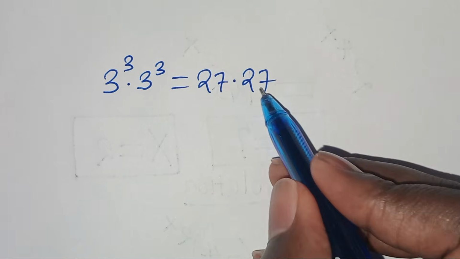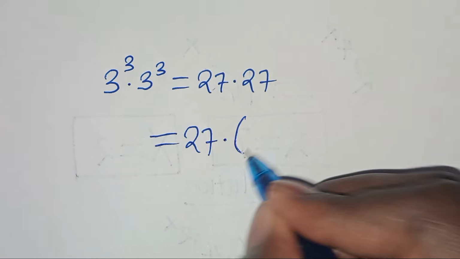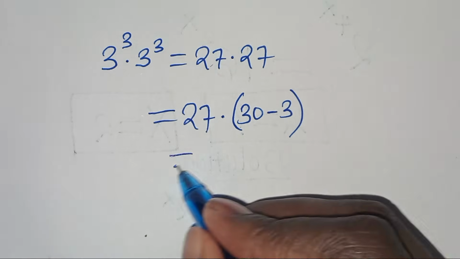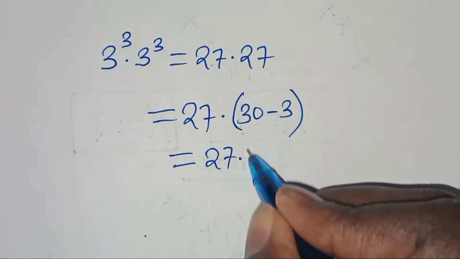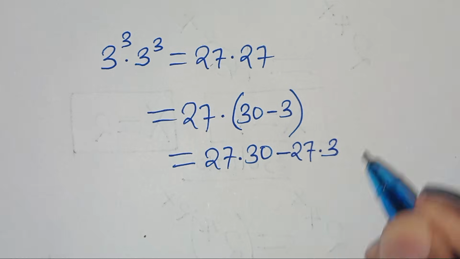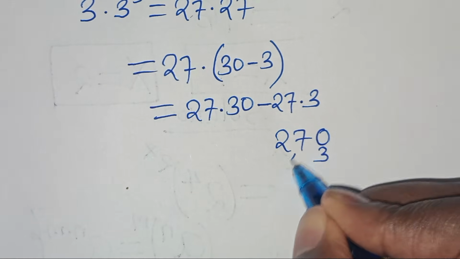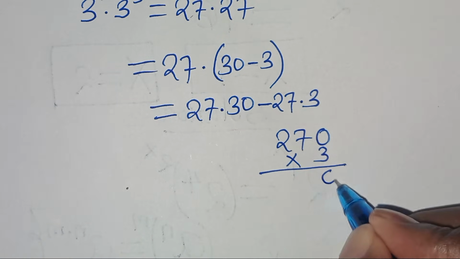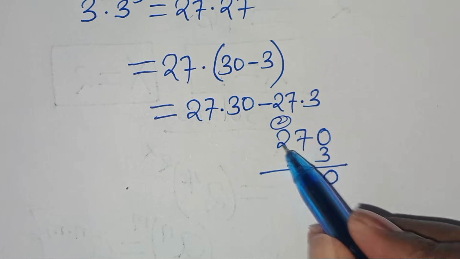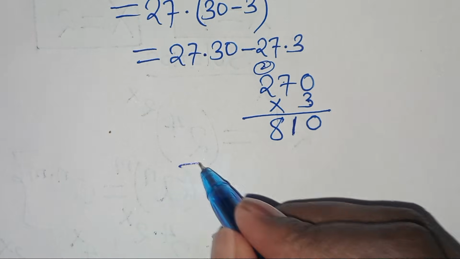So we have 27 times 27. This is the same thing as 27 times 27 can be expressed as 30 minus 3. So this is the same thing as 27 multiplied by 30 subtract 27 multiplied by 3. So we have 27 times 30. So this is 0 times 3, this is 0. 7 times 3, this is 21. 1 carry 2 here. 2 times 3, this is 6 plus 2. This is 810.